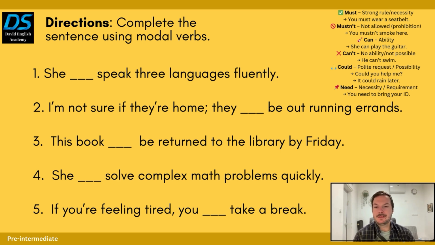Number one, she speak 3 languages fluently. I think this is about her ability. So the answer is she can speak 3 languages fluently. That's the example. Now I want you to try this. So what you can do is get a pen or pencil and a notebook and write down the answer and then stop the video and then check yourself to see if you're right.